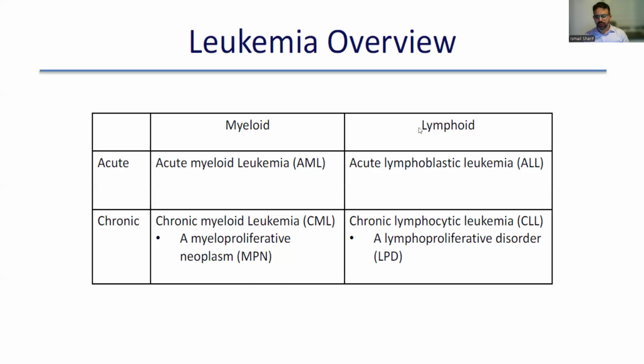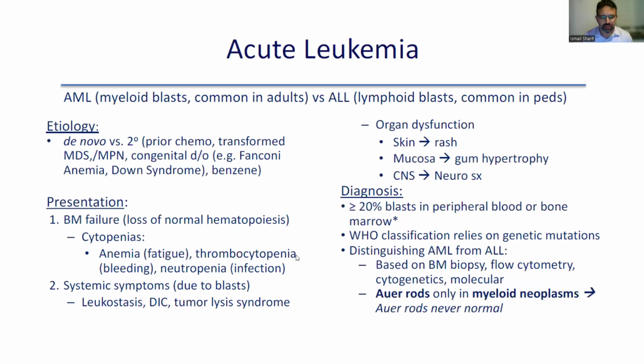So for myeloid or lymphoid, we can look at them as acute and chronic. AML is usually in adults. ALL, pediatrics. CML, chronic myeloid leukemia, is a proliferative disease. And then the other spectrum for the lymphoid is chronic lymphocytic leukemia. Now, acute leukemia, AML versus ALL. AML has myeloblasts, ALL would have lymphoblasts or lymphoid blasts. Usually ALL is in pediatrics and AML in adults.